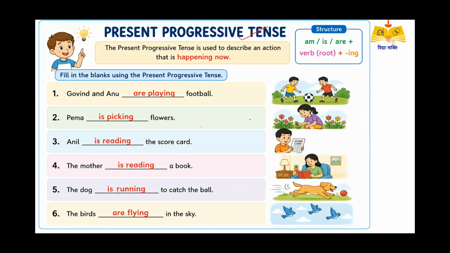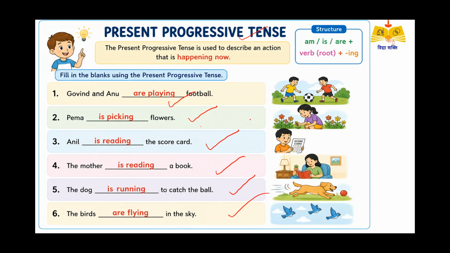So this is how present progressive tense is used, by using words like are playing, is speaking, is reading, okay? And then is running, the birds are flying, and so on. So here, if you can write a different word also, but it should be written so that it suits correctly.